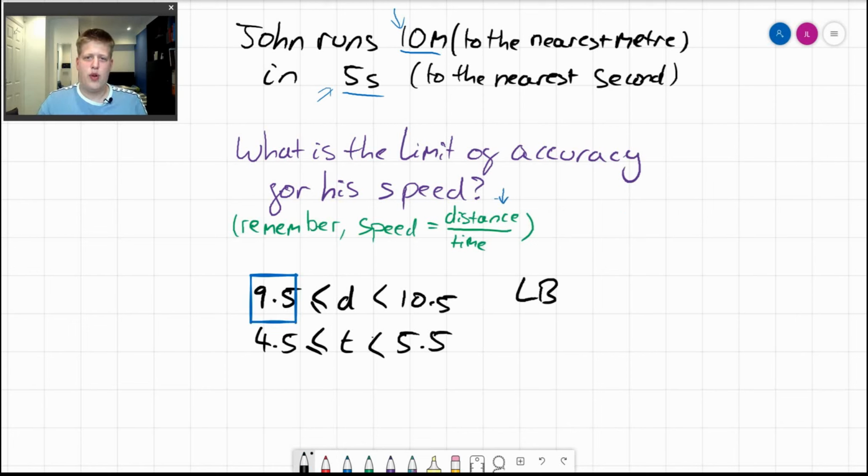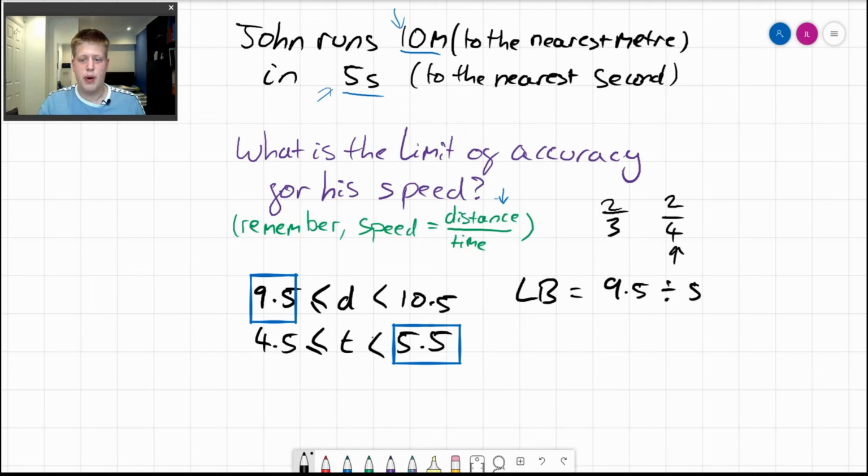Now that we've worked out what that's going to be, let's work out whether we're going to use the upper or lower bound for time. So have a look at these two fractions, 2/3 and 2/4. Which one is smaller? Well, it's 2/4, which means that we need to use the larger number at the bottom. So we're going to use the upper bound. So therefore the lower bound will be 9.5 divided by 5.5, the lower distance divided by the upper time. And that will give us 1.73 meters per second. And that is our lower bound.